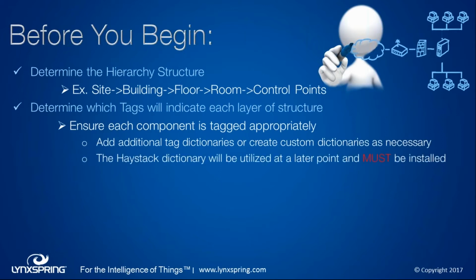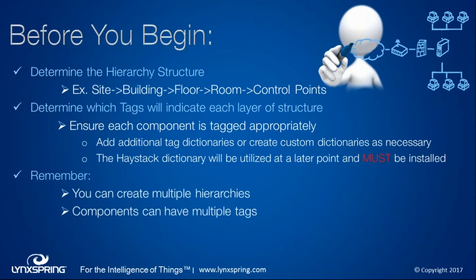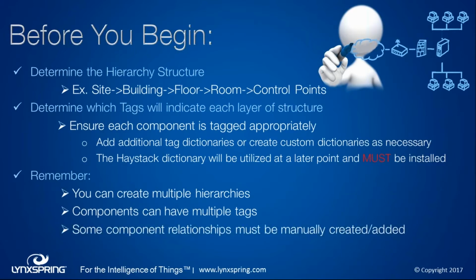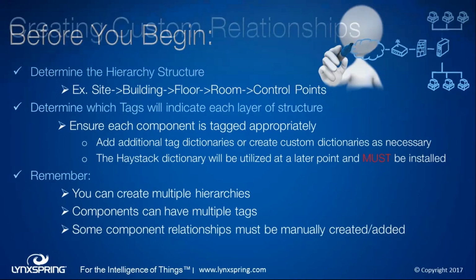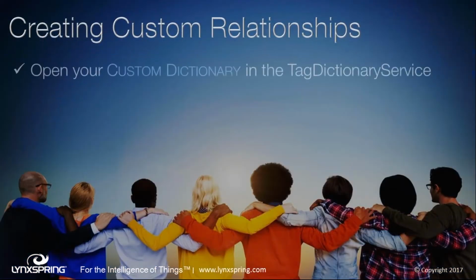Don't forget, you can add additional tag dictionaries or create a tag dictionary if you need custom tags. You do have to have the Haystack dictionary installed in order to be able to use some of the features we talk about a little bit later. As I said before, you can create multiple hierarchies. Each of the components can have multiple tags. So if you need different tags for different hierarchies, that's fine, you can do that. And you can also create some custom relationships that you'll have to manually add to your points and folder structure, which we'll look at here in just a second.